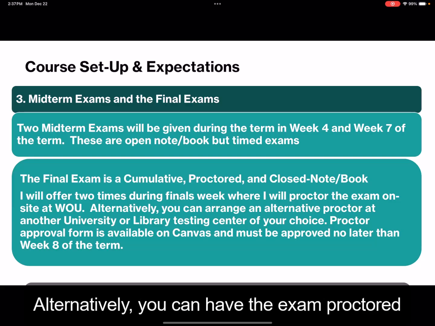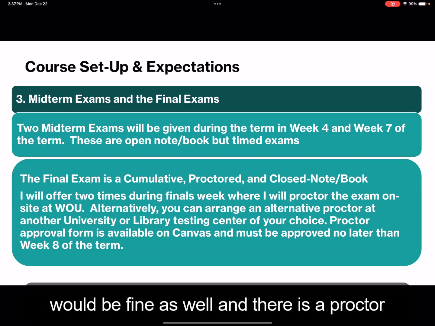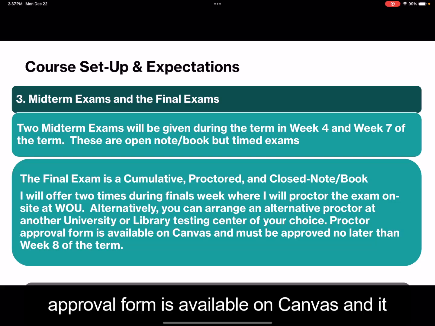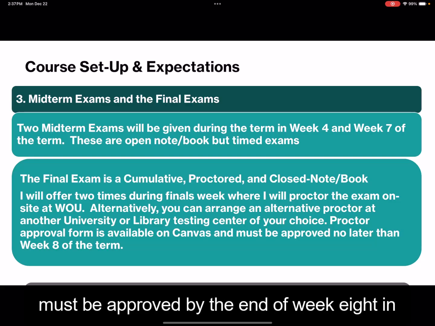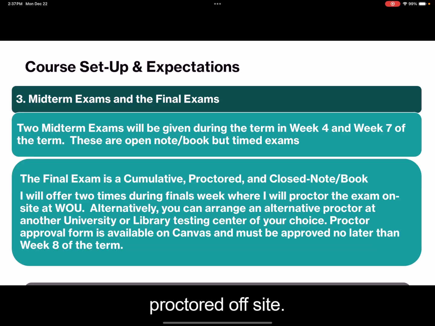Alternatively, you can have the exam proctored at another university or a library setting. That would be fine as well. And there is a proctor approval form that is available on Canvas. And it must be approved no later than the end of week 8 in this term if you're going to have the final exam proctored off-site.